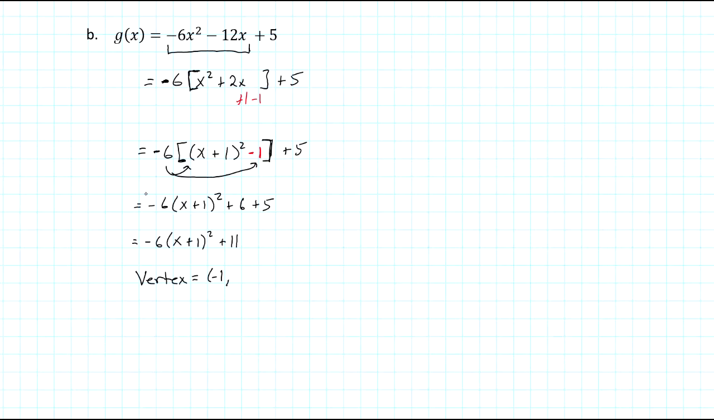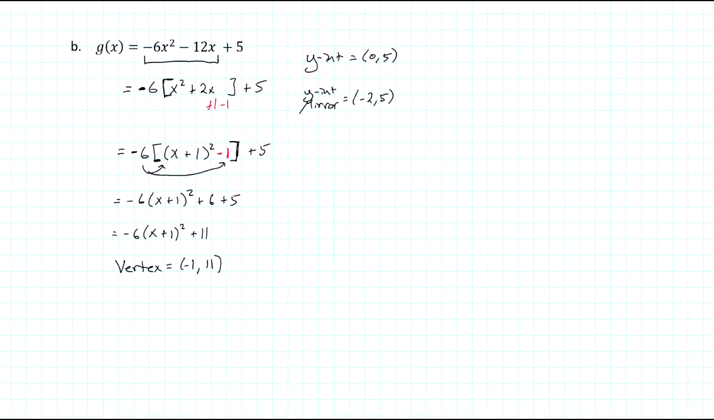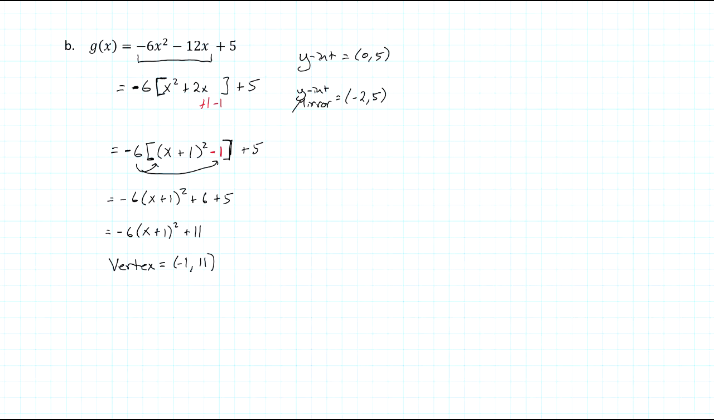We know that this is downward facing. The y-intercept I'm going to get from the standard form. The y-intercept is going to equal 0, 5. If we plug in 0 for x, we get 5 for y. And so the y-intercept's mirror point is going to equal negative 2, 5. The 5 from the y-intercept stays the same. And then the x value is twice that of the x value of the vertex. And we'll see that in the graph here in a second as well.